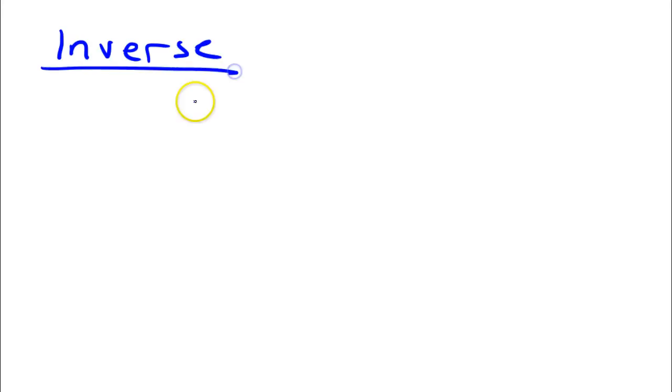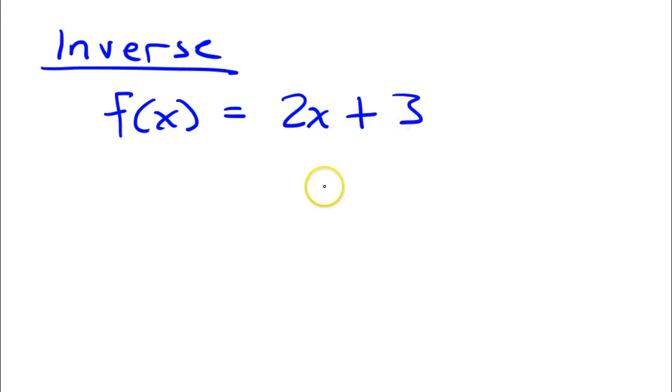So before we get into logarithmic functions, imagine that I had the function, let's say, f of x is equal to 2x plus 3, a simple linear function. Now this would be the same thing as y equals 2x plus 3. So to find the inverse function, you do two things. You switch x and y, and then you solve for y. I'm just going to repeat that. Switch x and y, solve for y.